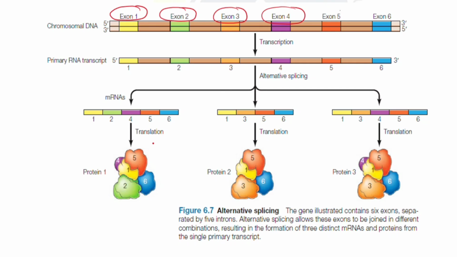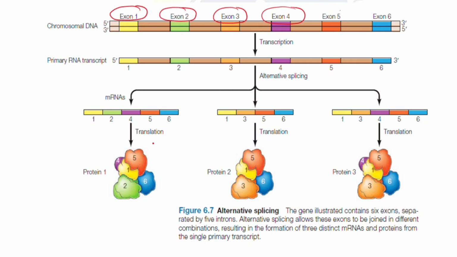So this can be the first mRNA variant and therefore protein 1, in which we have only exons 1, 4, 2, 5, 6. Likewise we can have 1, 3, 5, 6. This will make protein 2 through mRNA variant 2. Likewise, we can have 1, 3, 4, 5, 6. We can omit the second exon. So through different arrangements of exons, we can have different kinds of protein, because we are alternatively splicing the overall chromosomal DNA. We are choosing what we want.